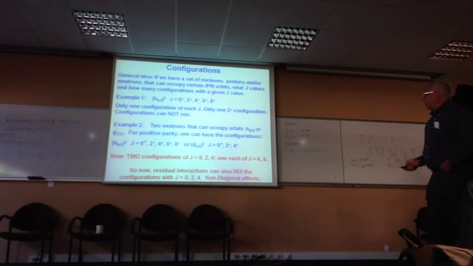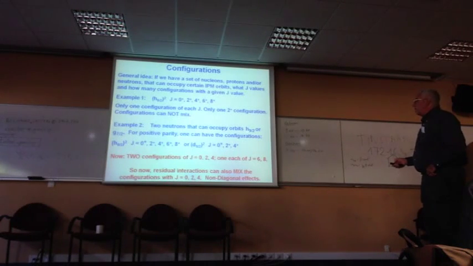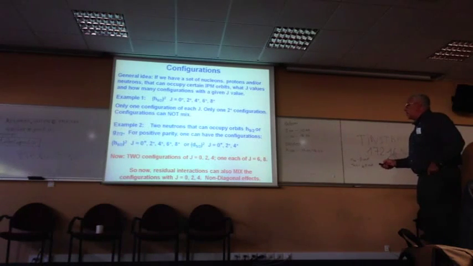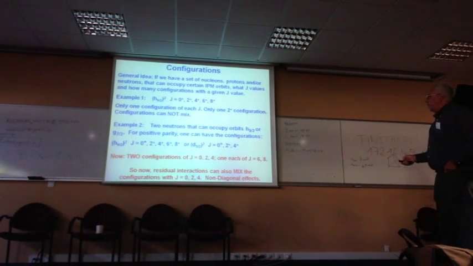Let's take another example. 2 neutrons that we allow to occupy either H9 halves or D5 halves. I edited this part later and forgot to change that. I'll do that before we put it up. For positive parity, we can have 2 configurations. We can have H9 halves squared, in which case we get J equals 0, 2, 4, 6, 8. Or a D5 halves squared where we get 0, 2, 4.